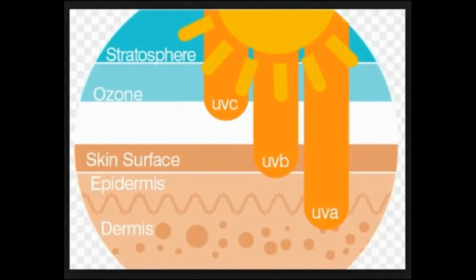Here is a diagram of what happens with these UVC rays and the UVB rays and UVA rays. Now the UVA rays, they can reach down to the core of the Earth and basically cause a lot of stress. This is where we get our earthquakes.